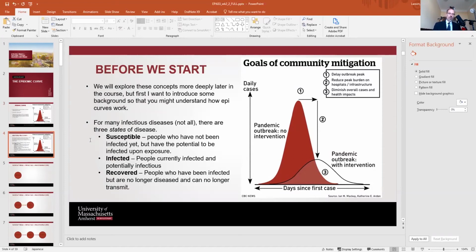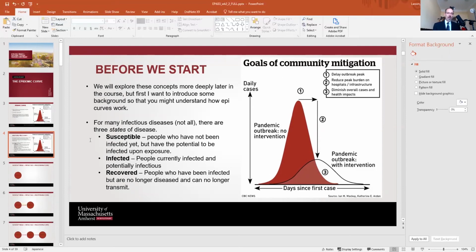We're going to explore these concepts more deeply later in the course, but I want to introduce you to them to get you familiar with the basic ideas and some terminology that I'm going to keep going back to when I'm talking about infectious disease and transmission dynamics.